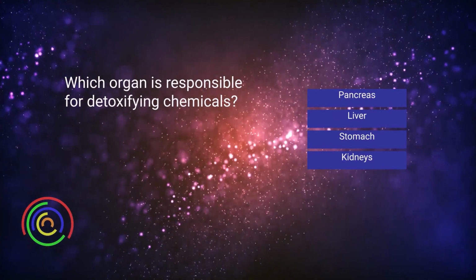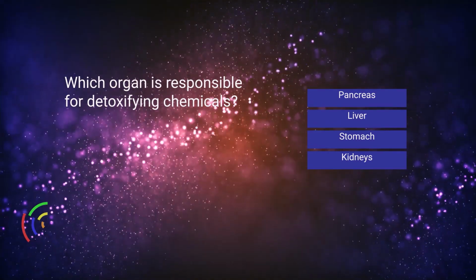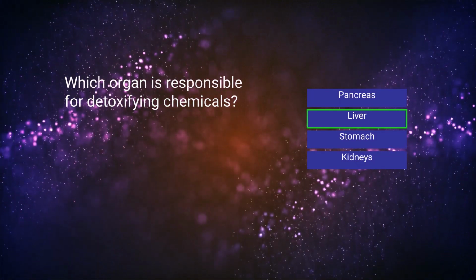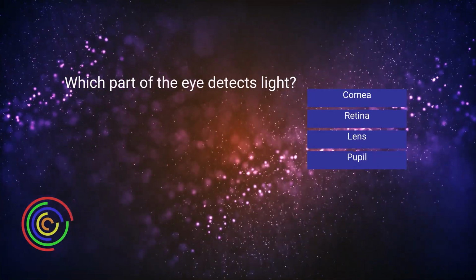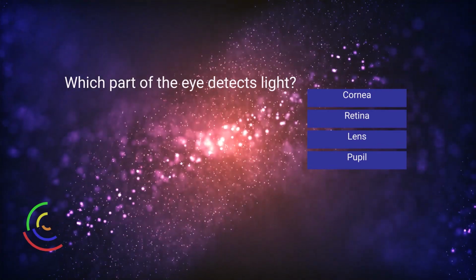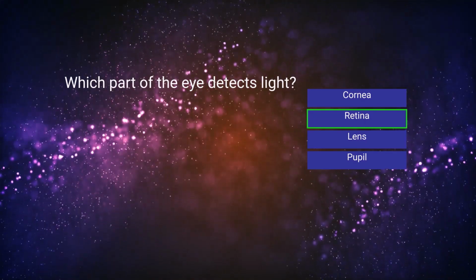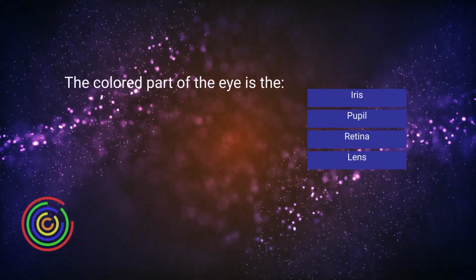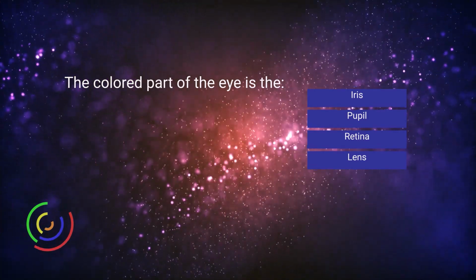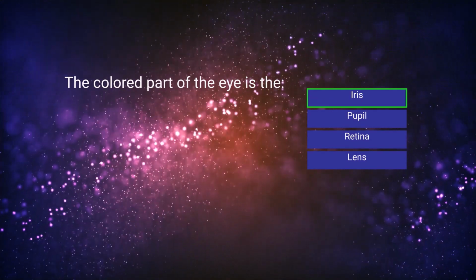Which organ is responsible for detoxifying chemicals? Liver. Which part of the eye detects light? Retina. The colored part of the eye is the iris.